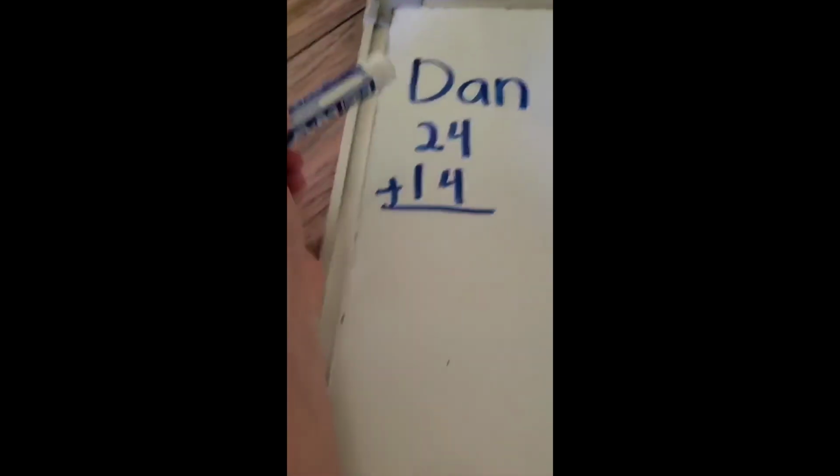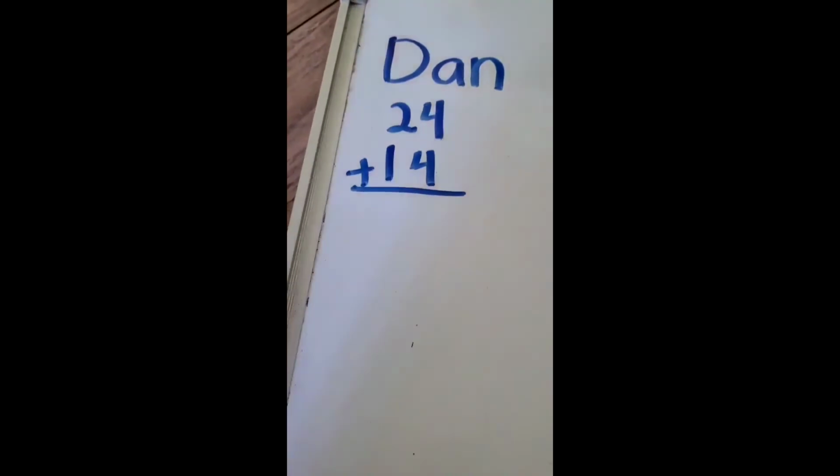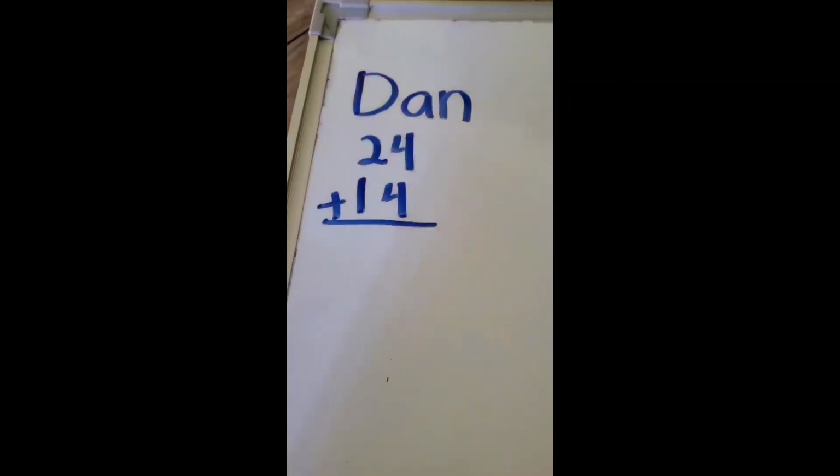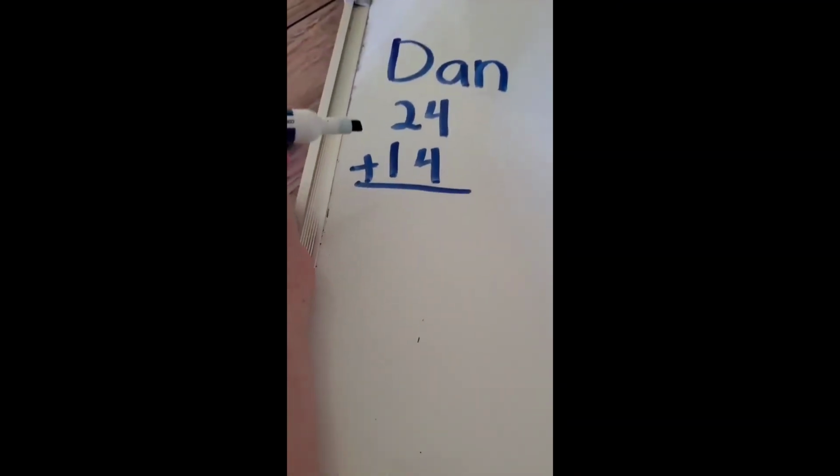Okay, so for this, our plan is to add up Dan's shells, and then we're going to add up Jane's shells, and we're going to see who has more, okay? So I'm going to show you right now. So Dan found 24 shells first, and then he found 14, okay? So that's my plan, and I wrote it down, so now let's see how many Dan actually found.